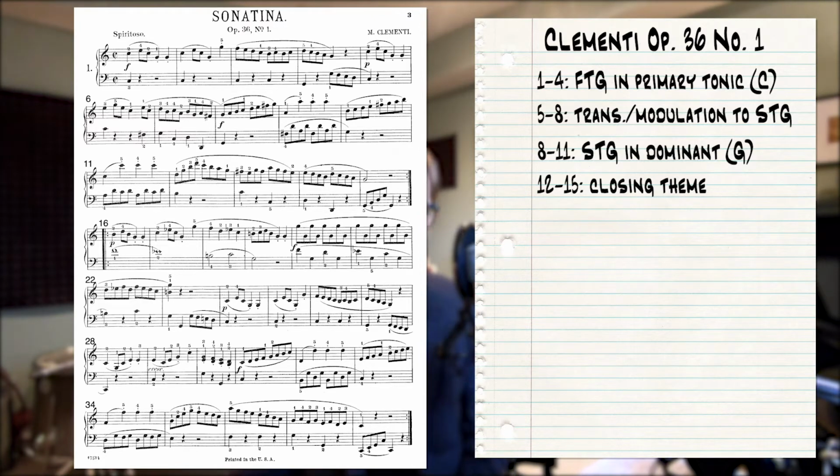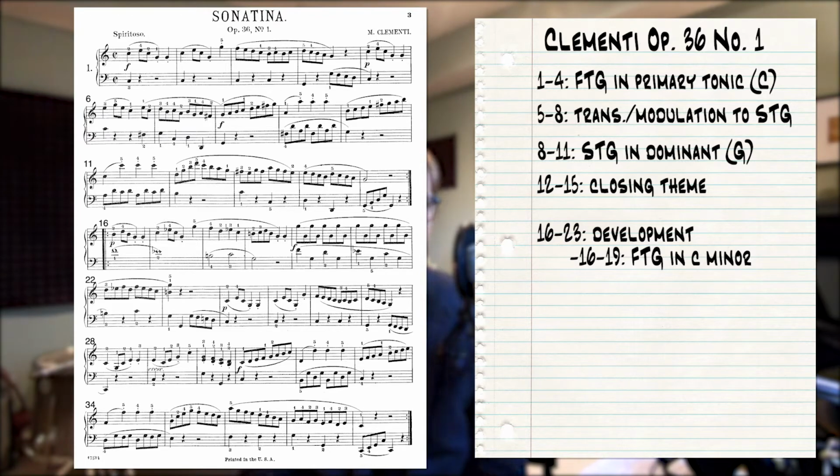In measure 16, this is where our development starts. And so notice that he starts with the first theme group material. But here, obviously, he's using it in a very different way. 16 through 19, we have development of the first theme group material in C minor. We have the same rhythm and contour, but the harmonies are shifting here.